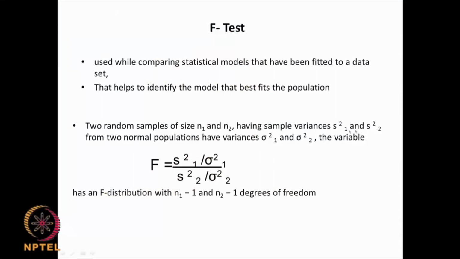So, if I take 2 random samples of size N1 and N2, and each of these has a variance of S1 square and S2 square, and they are from the normal population, and the population variances are sigma 1 square and sigma 2 square, then the F is actually given by S1 square by sigma 1 square divided by S2 square by sigma 2 square, and the F distribution will have 2 degrees of freedom, N1 minus 1 and N2 minus 1. So, N1 minus 1 relates to the numerator sample, N2 minus 1 relates to the denominator sample. So, you have to remember that.